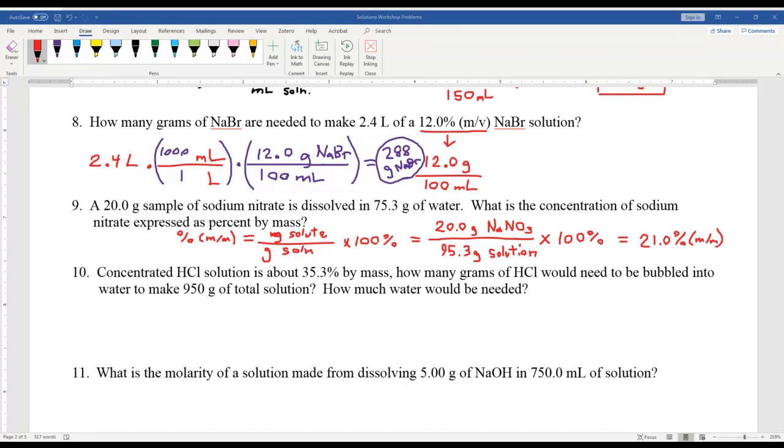Very good. There would be three significant figures because each of our numbers has three, and we're dividing. All right, cool.